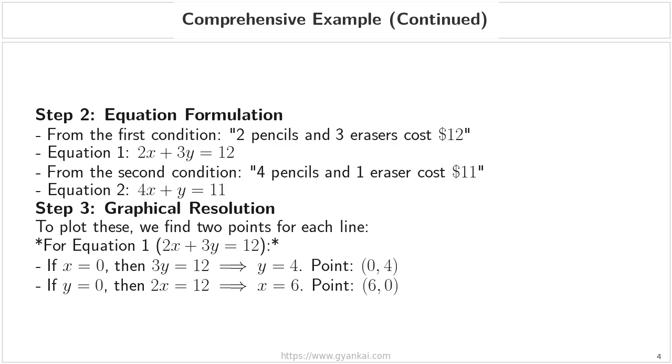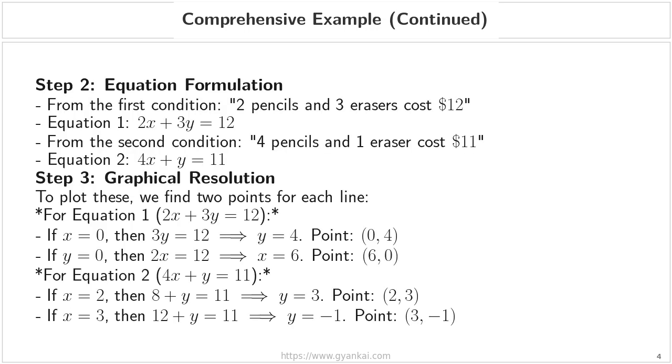First, let's see what happens if we set x to 0. If x is 0, then 3y equals 12, which means y equals 4. This gives us our first coordinate point, (0, 4). Now let's see what happens if we set y to 0. In that case, 2x equals 12, so x equals 6. That gives us our second point, (6, 0).